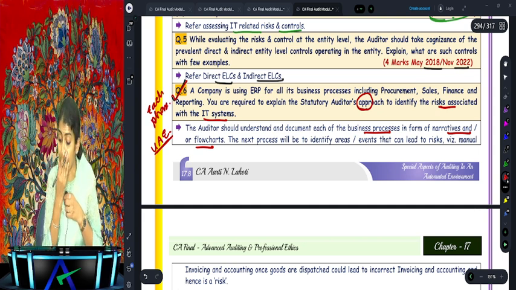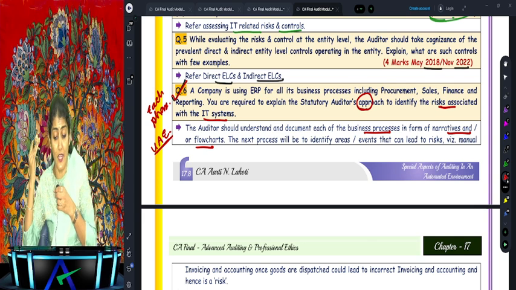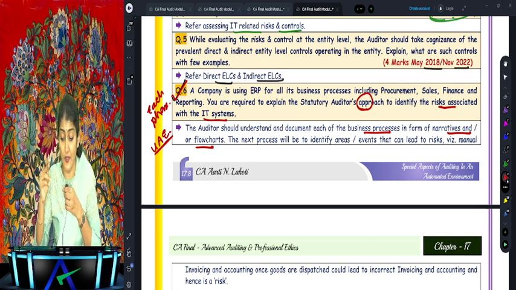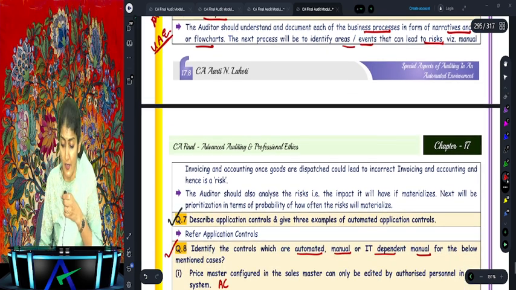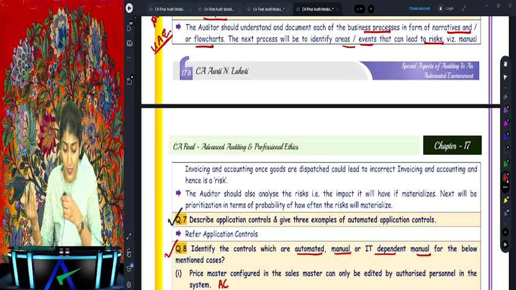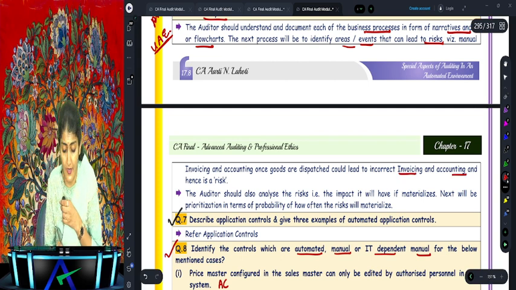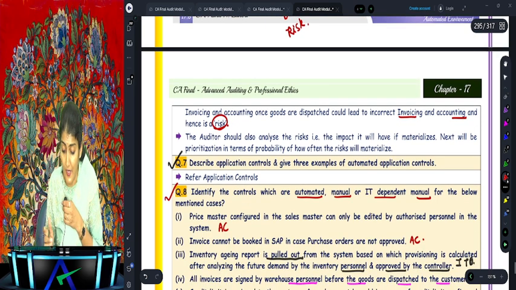Okay, understand the business process by the flowcharts and the narratives. Then the next process will be to identify the areas and events that could lead to the risk, like manual invoicing or accounting once goods are dispatched could lead to incorrect invoicing and accounting, and hence it is a risk. So next, you identify the risk. First you understand the business processes, then you identify the risk, and then the auditor will analyze the risk, the impact if it materializes.